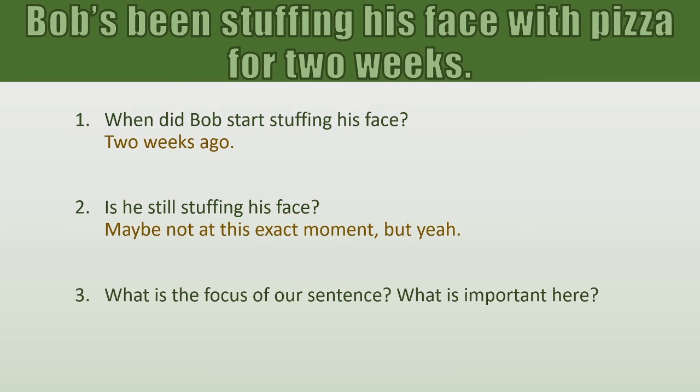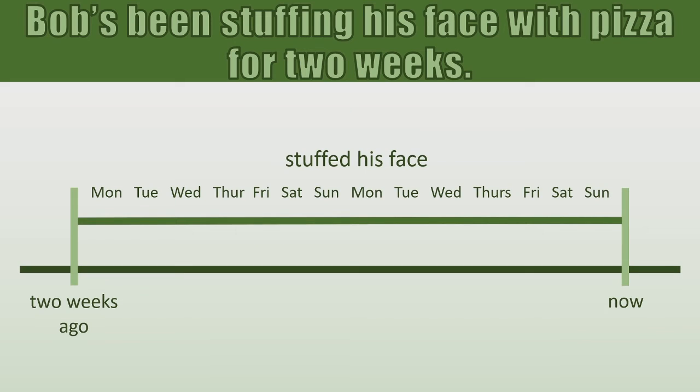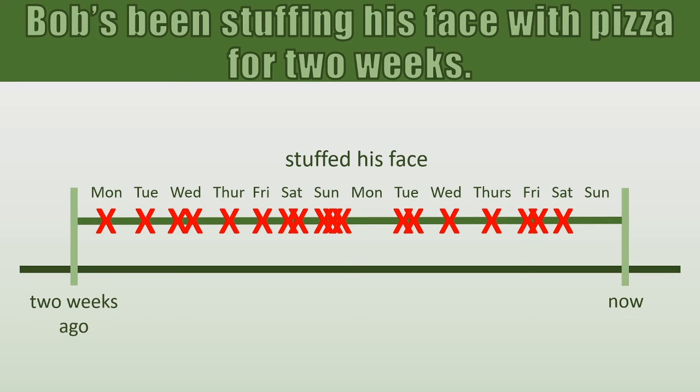Same as the last sentence. The focus is on the duration and that the action continues now, or it's a repeated action. Started in the past, happened many times, and it continues to happen now. So here's our timeline. I've got 2 weeks up here, Monday through Sunday, and Monday, Bob ate a pizza. Wednesday, he ate 2 pizzas. Sunday, he ate 3 frackin' pizzas, and so on and so on. Even if he skipped a day, it's still repeated over time.